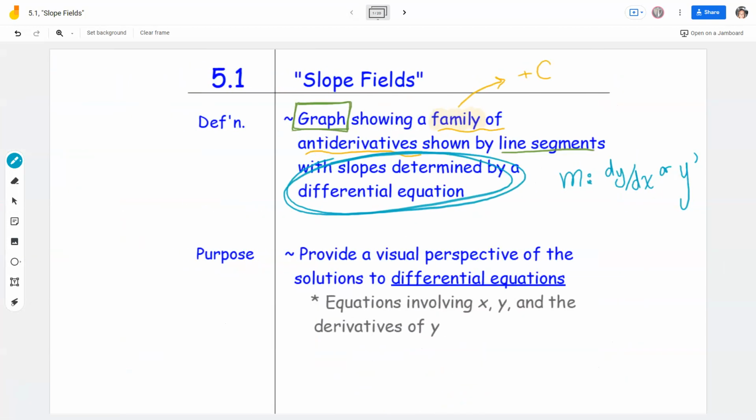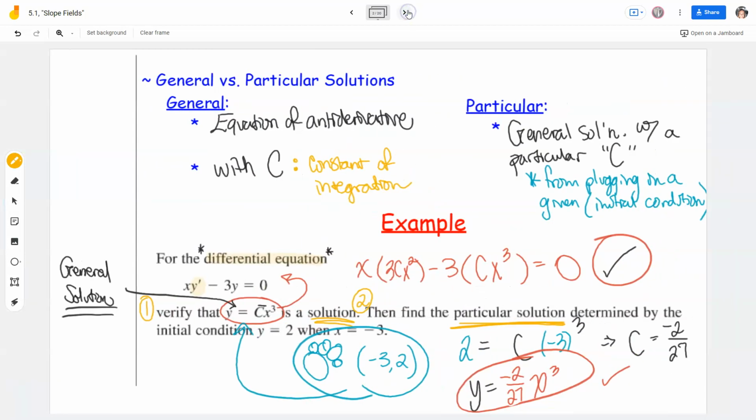But what did we write in the very beginning? What does it show? A family of what? Antiderivatives. What does that mean? It provides a visual to what? Of differential equations? Solutions. So why did we talk about general versus particular? General solutions will be flowing through a slope field, whereas particular will have a point and be written.